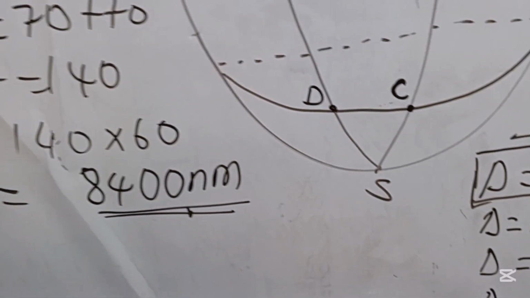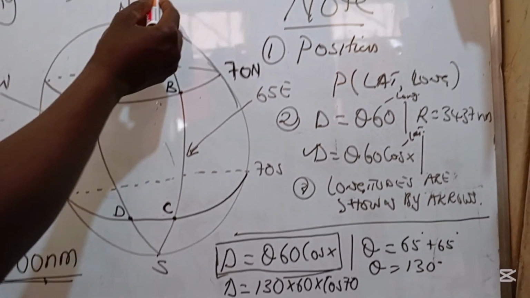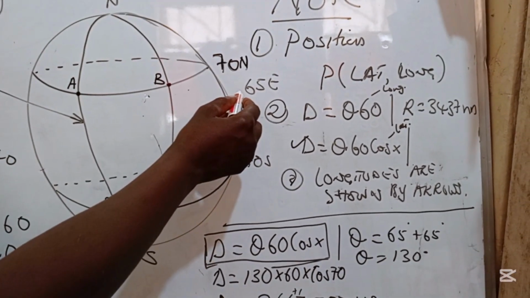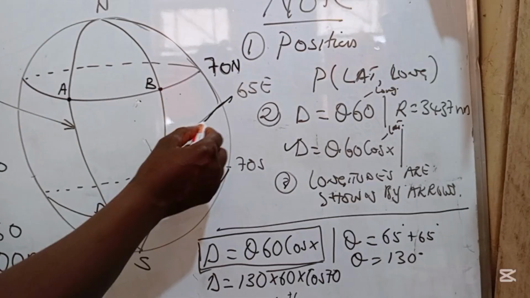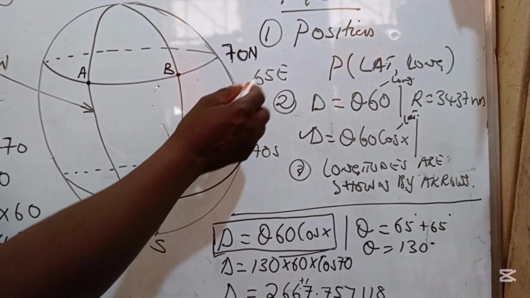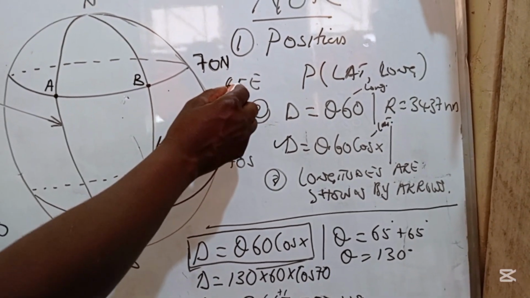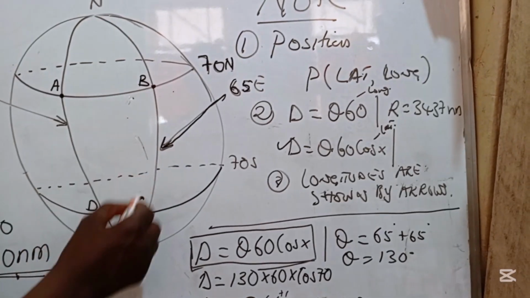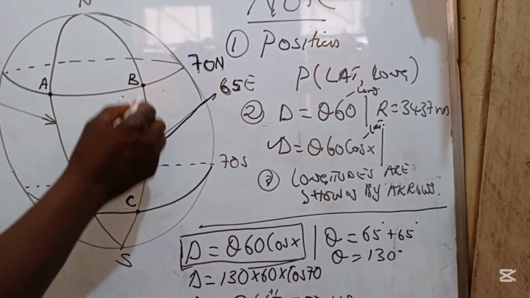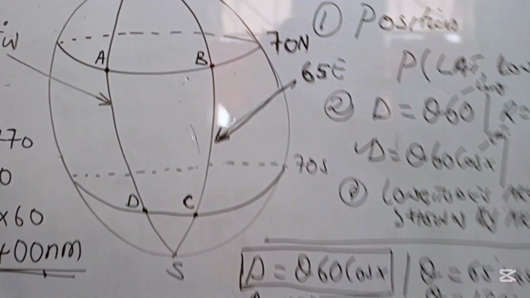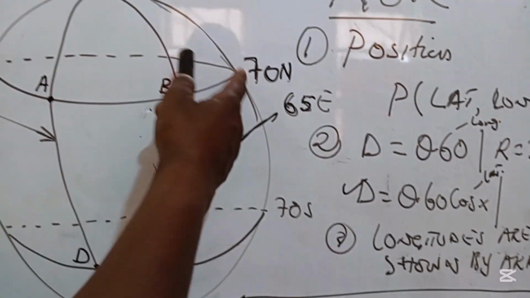So, ladies and gentlemen, I hope you have enjoyed. I am trying to emphasize that it is along this one which I have already sketched, 65 west and east. This is the longitude. These points B and C share the same longitude but different latitude. So one is in the north, the other is in the south.